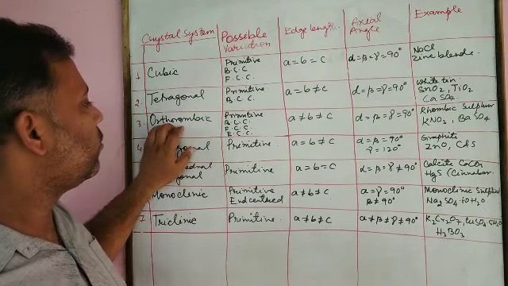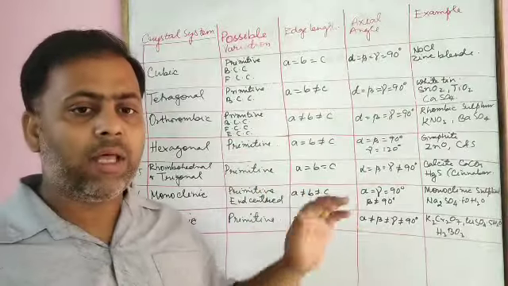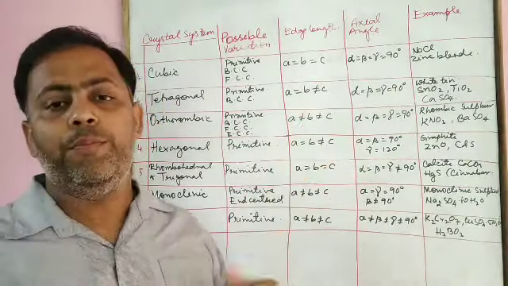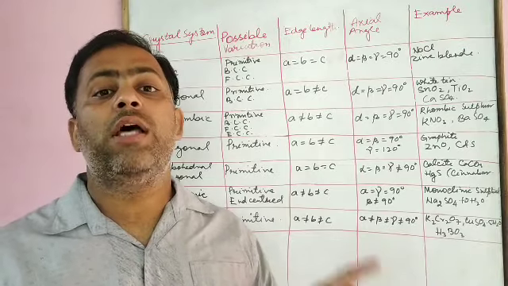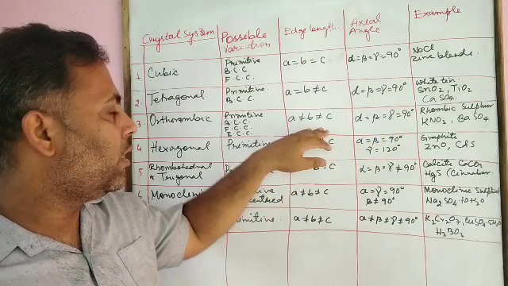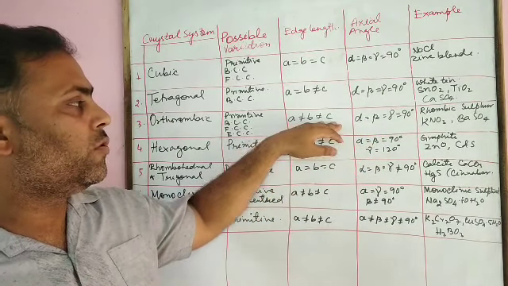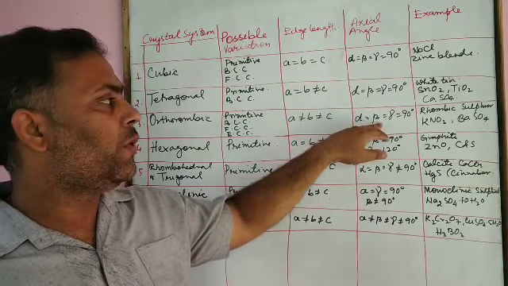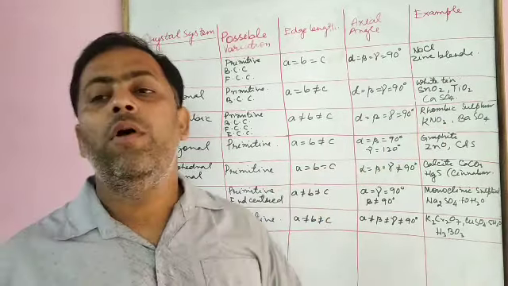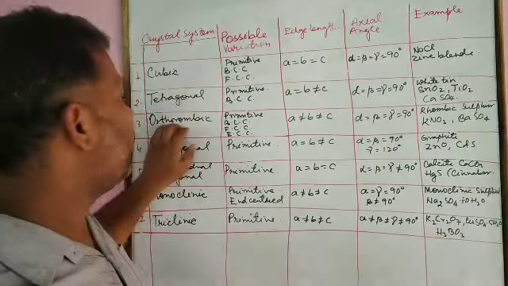In case of orthorhombic, the sides are not equal to each other, that is, A is not equal to B, not equal to C, but all the angles are equal to each other, equal to 90 degree. See here, A is not equal to B, not equal to C. Alpha equals beta equals gamma equals 90 degree. We have rhombic sulfur, the example of orthorhombic.